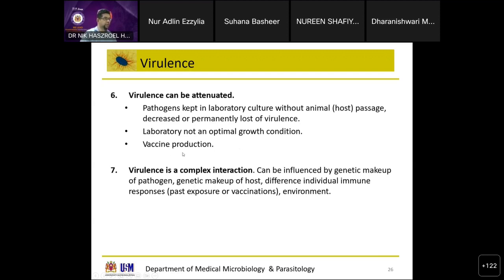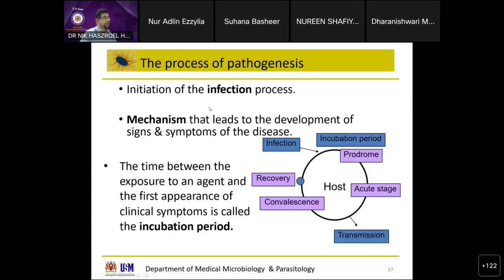So this is how influenza vaccines are produced. Virulence is a complex interaction. It can be influenced by the genetic makeup of the pathogen, the genetic makeup of the host, different individual immune responses, past exposure or vaccination, and environment. So next we go to pathogenesis. This is the cycle of pathogenesis of the infection.